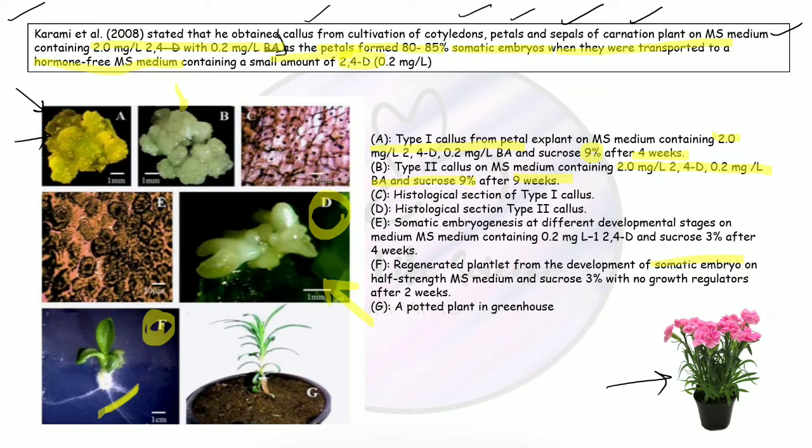This was on half strength MS media and sucrose around 3% with no phytohormones, and the pictures were observed after 2 weeks of incubation. So this is the complete detailed data of their work. Finally, they have also included a picture of a potted plant in the greenhouse, the same plant in the greenhouse. So this is all about their results. For more detailed information, you can go through their paper. It is available on the net, and I'm also going to mention their citation.